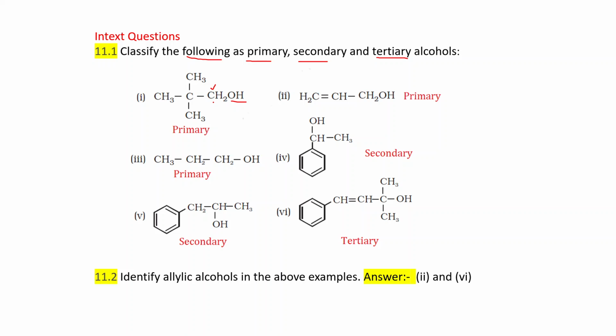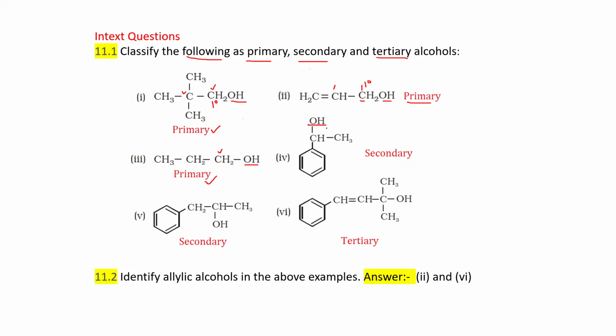Now try to find out this OH group attached to this one, and this carbon is a primary carbon. How? Because this carbon is attached to only one other carbon. That's why this is a primary carbon, and this alcohol is a primary alcohol. Now in this case, this carbon to which OH is attached is attached to this one. That's why this is also a primary carbon and the alcohol is also primary. Now this OH is attached to, again, a primary carbon. That's why the alcohol is also primary.